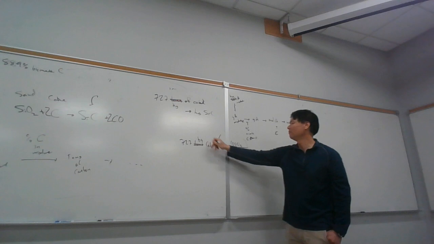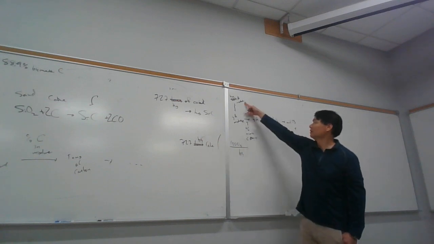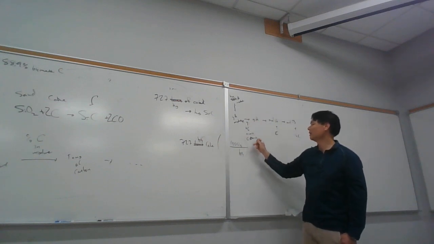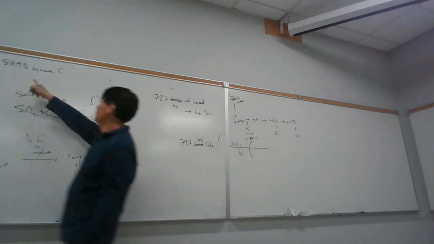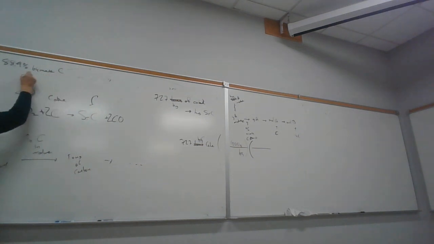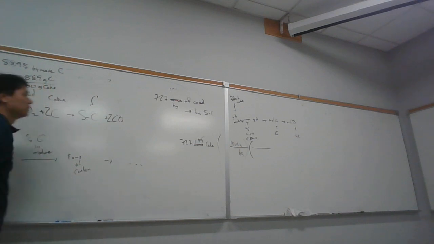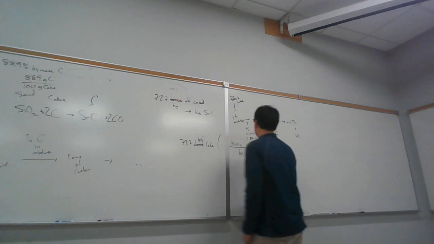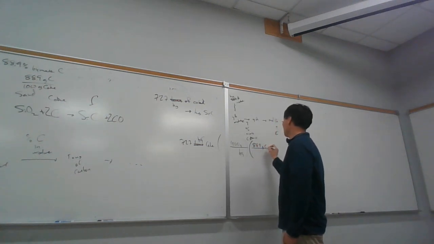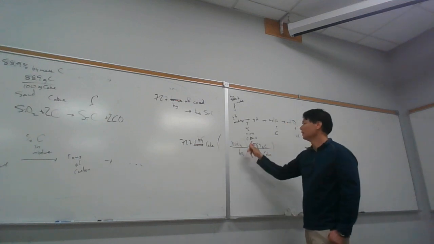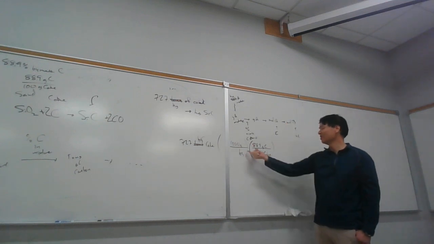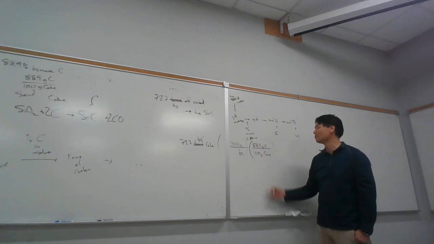Okay, now we have grams of mixture. And then what we can do is get grams of pure A. 88.9% by mass carbon means I have 88.9 grams of pure carbon for every 100 grams of mixture, which is called coke in this case. So I'm going to have 88.9 grams of pure carbon per 100 grams of coke. If I had 100 grams of coke, I'd have 88.9 grams of pure carbon.